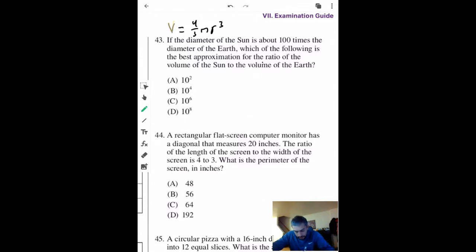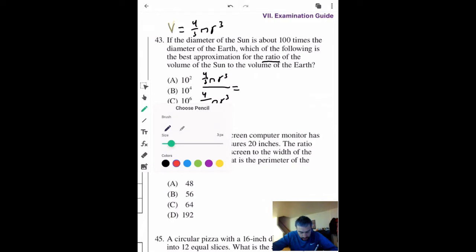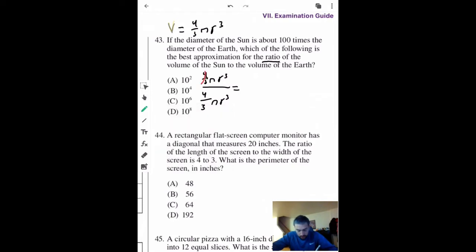And we have a ratio, the ratio of the volume of the sun to Earth, so we'll put the sun on top: 4/3 pi r cubed on top, and the Earth on the bottom, 4/3 pi r cubed on the bottom. Before we proceed, you can cancel a lot here. You can cancel the 4/3 and the pi. So that really just becomes r cubed divided by r cubed. As long as we know that, we're good.